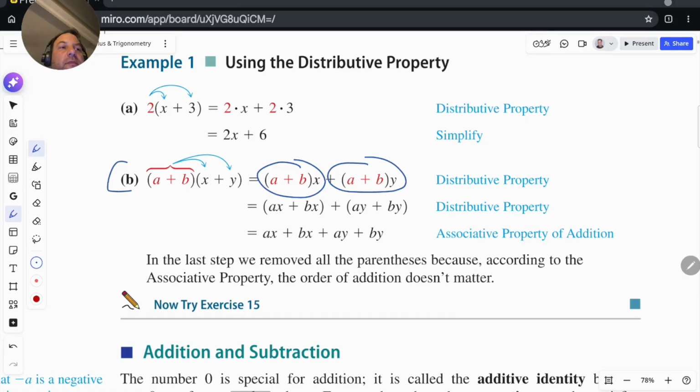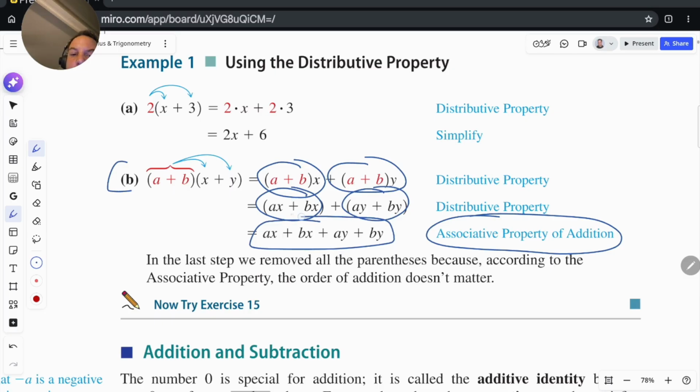Distributive property. Now the question is, how do we expand (a plus b) times x? And the answer is we apply the distributive property again. (a plus b) times x will get us to ax plus bx. And the same for (a plus b) times y will get us to ay plus by. Now our associative property of addition will remove the parentheses, and that's how we get to ax plus bx plus ay plus by.